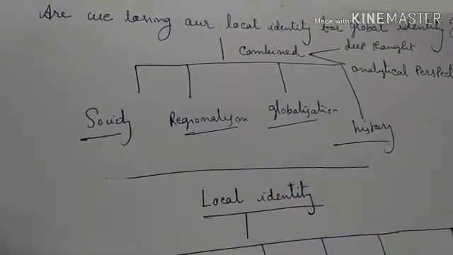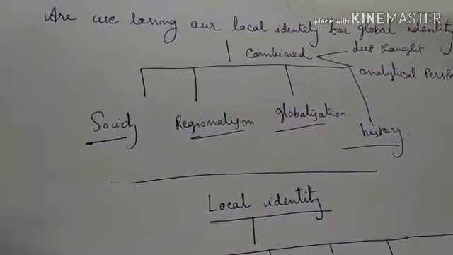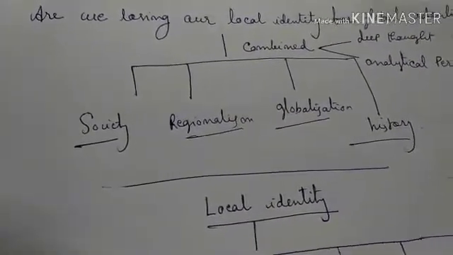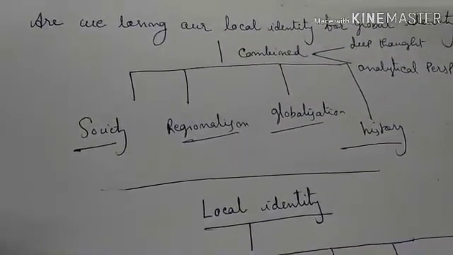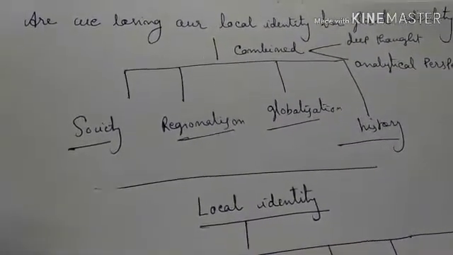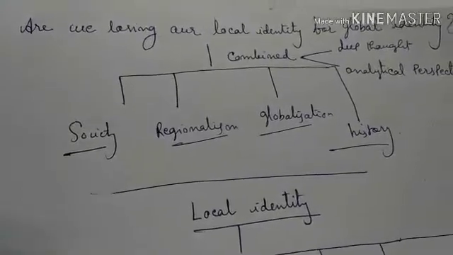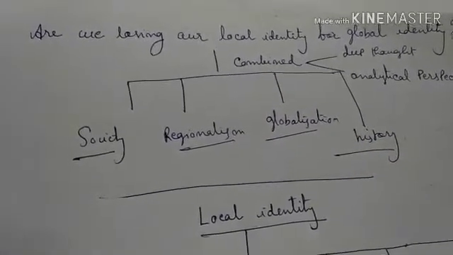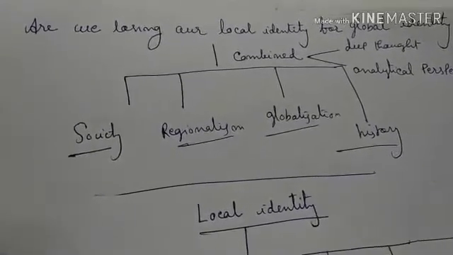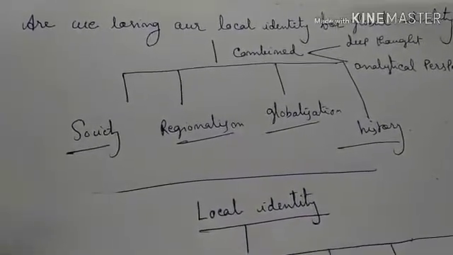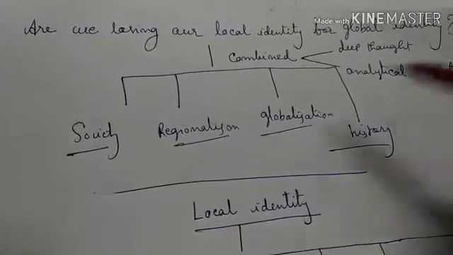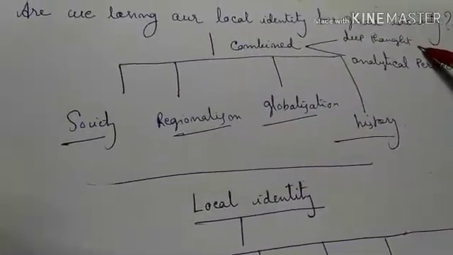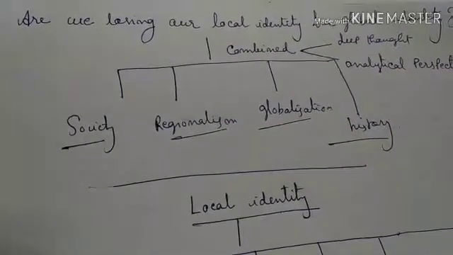So before attempting the answer, obviously the first step is to understand what the question is asking. I am always telling you that one trick UPSC uses is that the language of the question is difficult, but if you can decode the language of the question, after that the process is pretty simple. Here it is: are we losing our local identity for global identity, right? It is only a trick of the language.